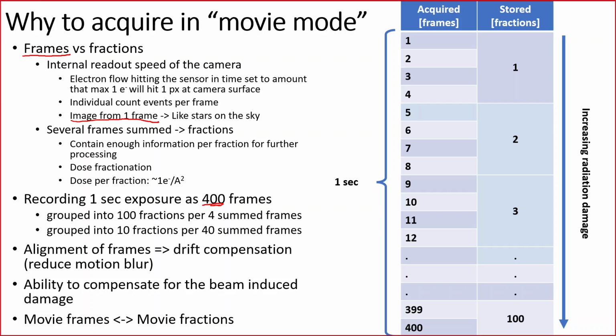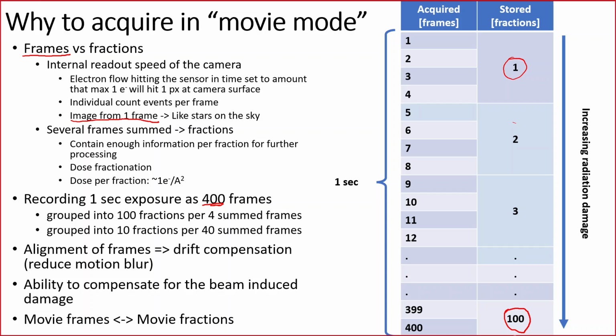They are called fractions because what we are doing is fractionating the dose. So if we have a readout of the camera that has 400 frames, and we are grouping every 4 frames into one fraction, then in this one fraction we are storing information from the electron irradiation that happened during these four frame times. As well, because we have 400 frames, we will end up with 100 fractions.